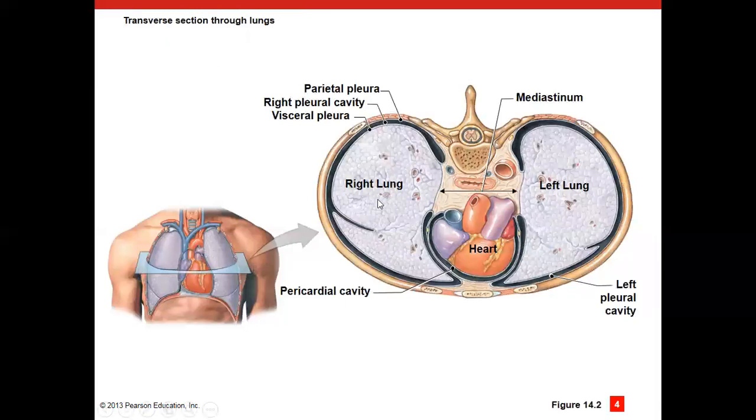basically protects the lungs, as do these linings, these membranes. But as the lungs expand and recoil, the fluid there helps reduce friction and prevents the lungs themselves from rubbing up against the body cavity and causing damage to the tissue.